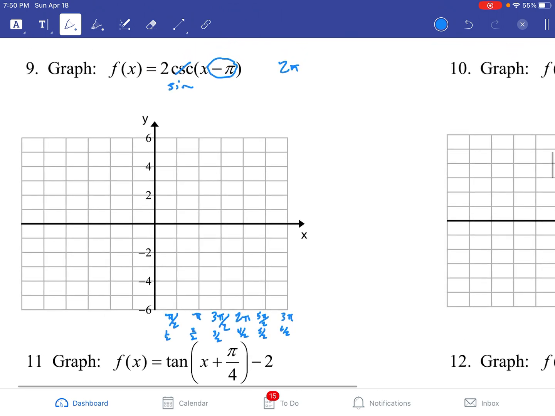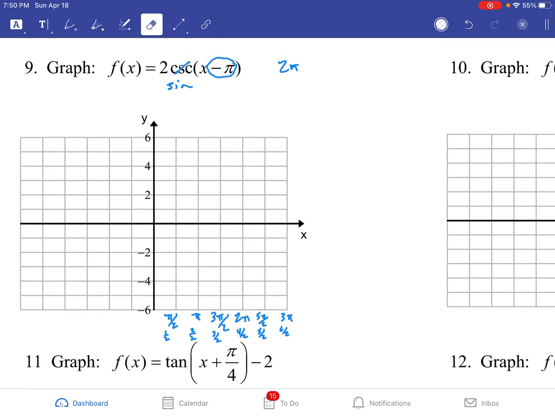All right, back to our problem. We've done our horizontal shift. I'm going to erase all these things down here just so we're not confused. So our first point, we have 2 times sine, which starts at 0, which is 0. So we go at pi at 0, because that's what we shifted over by pi.